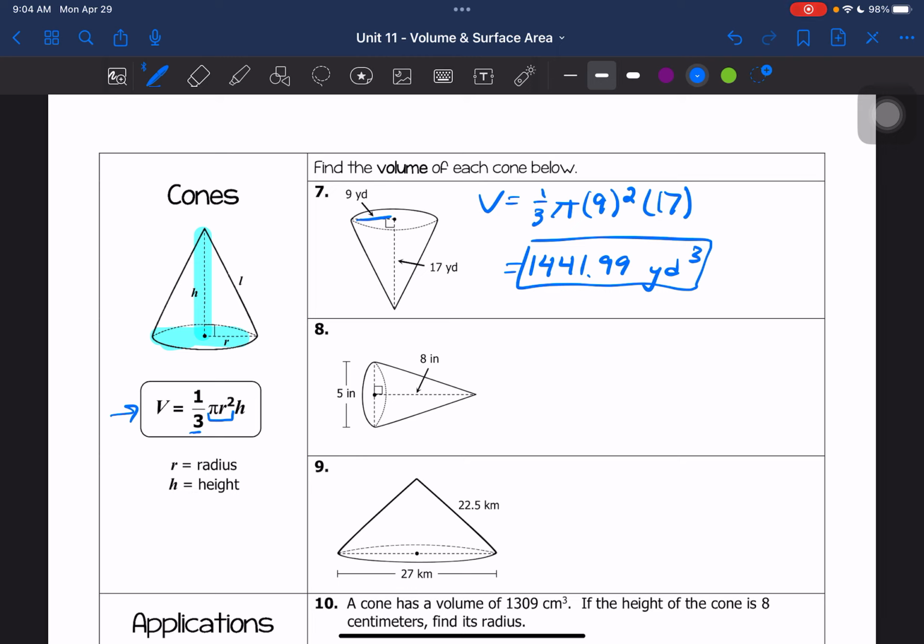A problem like number 8 is pretty similar, except that instead of the radius, they're giving us the diameter. So we just need to take that number in half. That would be 2.5, and that would give us the radius. So now we can say volume is equal to 1/3 times pi times 2.5 squared times the height of the cone, which is 8. So we would type all of that into the calculator. That gives us 52.36 inches cubed.